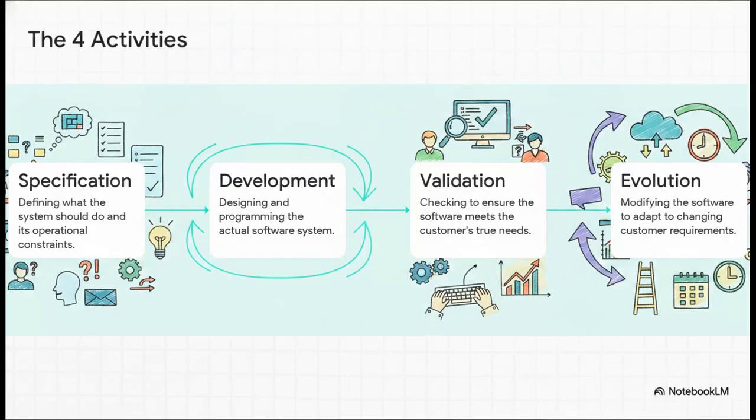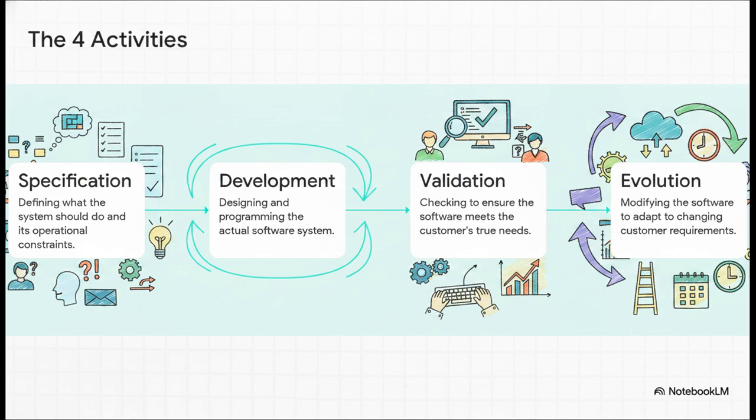Now, even though there are tons of different processes out there, every single one of them has to include some version of these four fundamental activities. First up is software specification. This is where we define exactly what the system should do and what its operational constraints are. Second is software development. That's the actual designing and programming of the software.